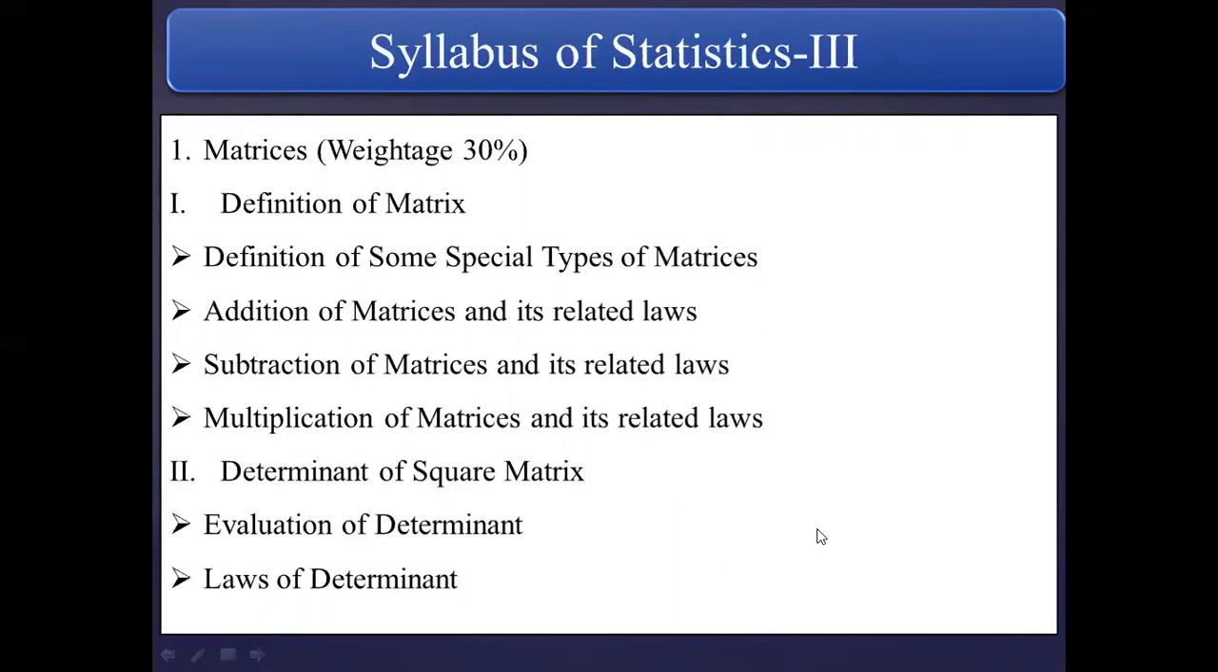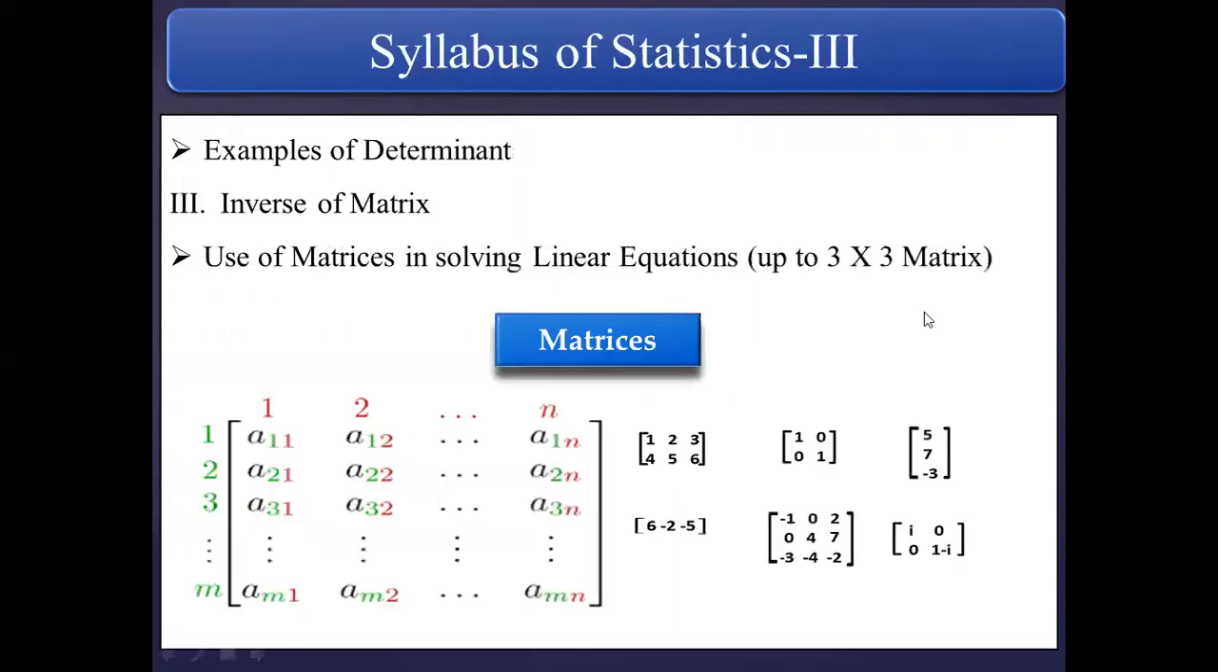So basically, determinant is used for square matrices. Now, what do you mean by square matrix? A matrix having an equal number of rows and columns is known as a square matrix. When we have a square matrix, only then can we find the determinant. So, we'll see that in detail. Then we'll see examples of determinants as well as matrices.